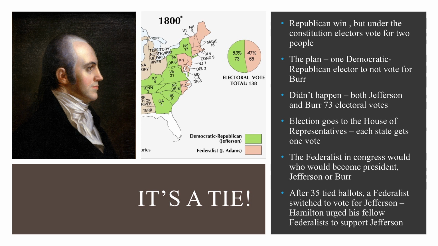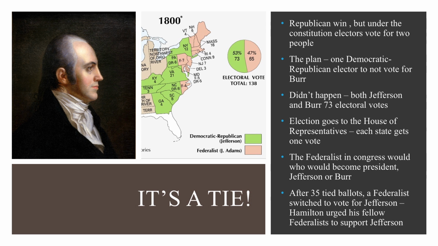However, this didn't happen. Everyone split their votes between Jefferson and Burr, and both ended up with 73 electoral votes. As a result, the election went to the House of Representatives, where each state would get one vote.